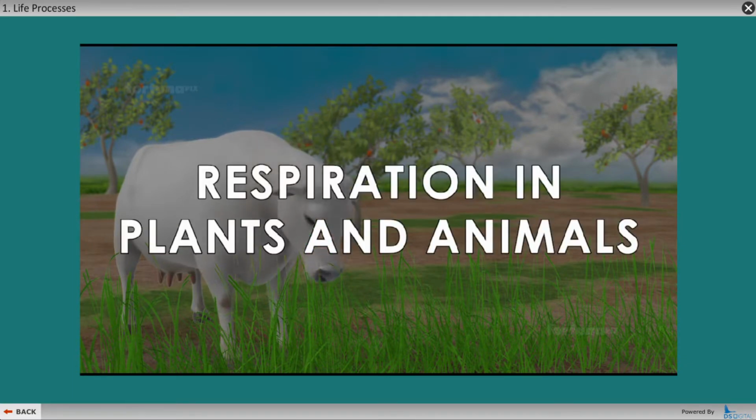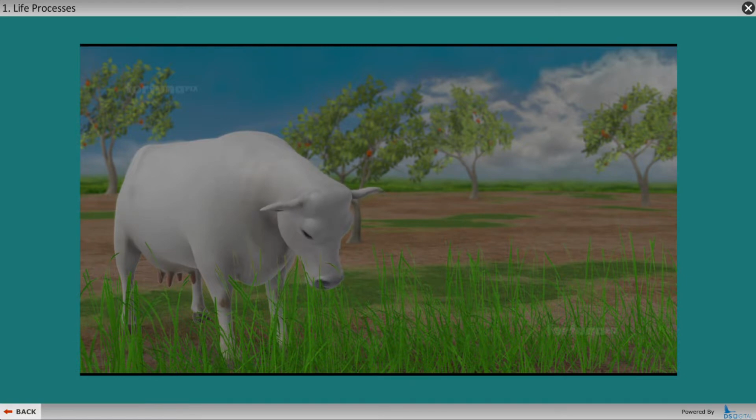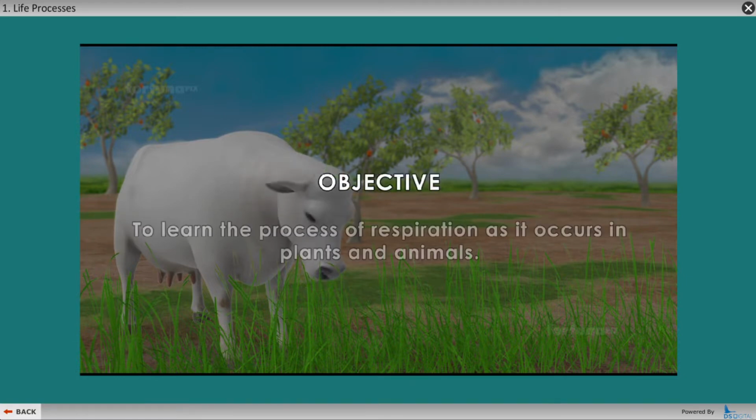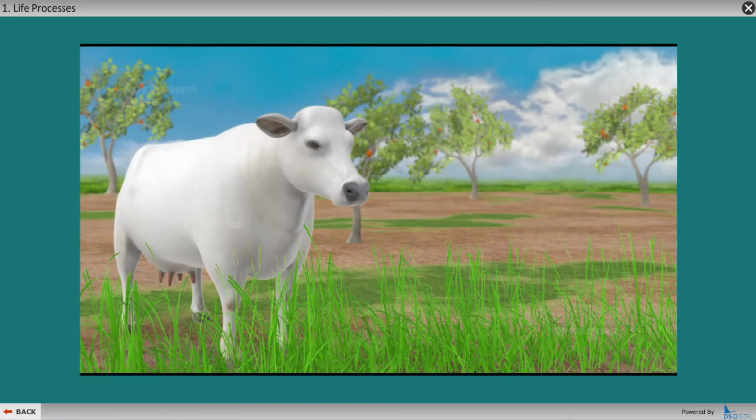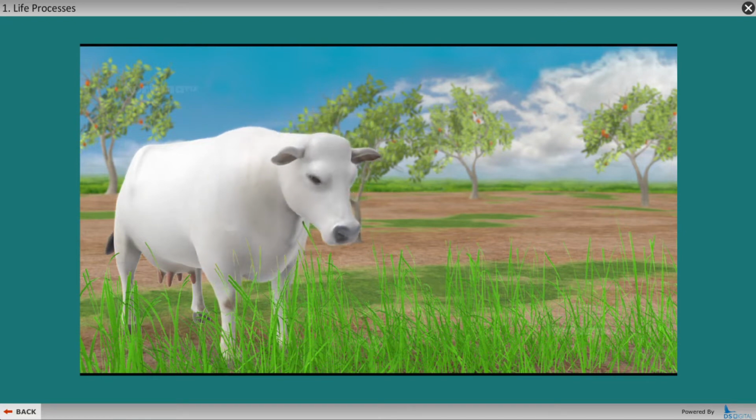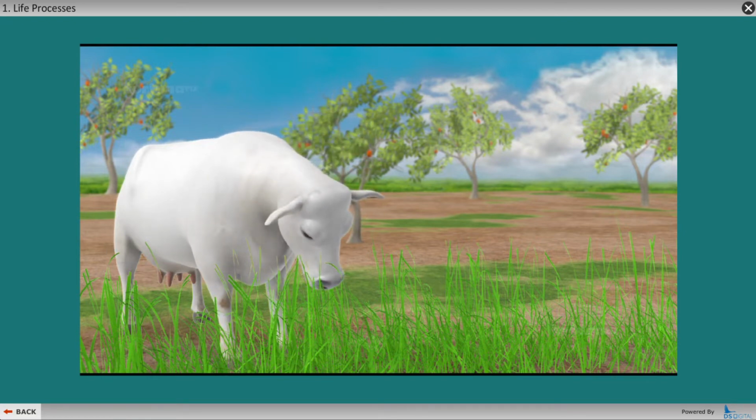Respiration in Plants and Animals. Objective: to learn the process of respiration as it occurs in plants and animals.